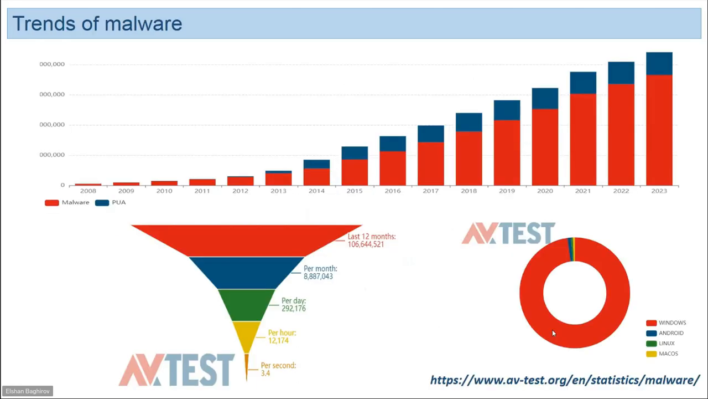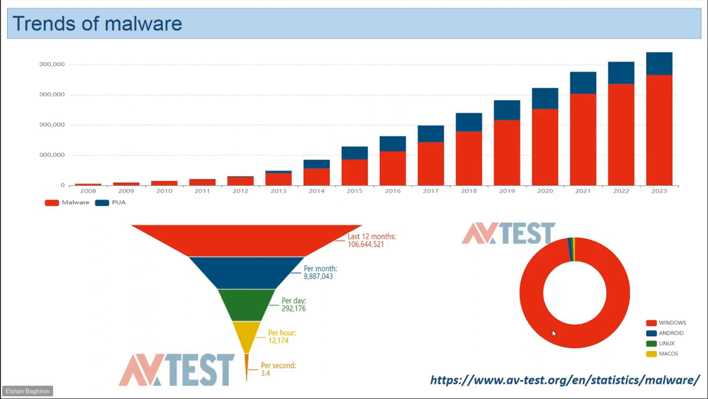The AV-TEST Institute registers many malware samples in real time and visualizes the current situation on a website. The first column chart shows the amount of malware and potentially unwanted applications each year. Unfortunately, the numbers are growing each year, and that's not good news.